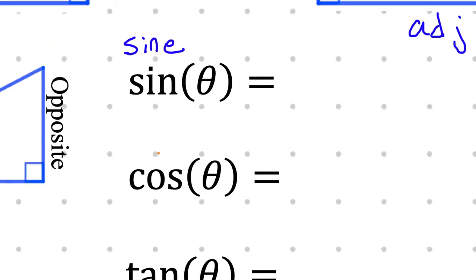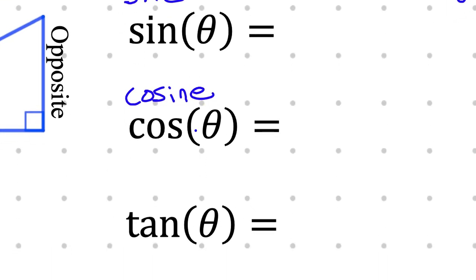So cosine is C-O-S. I pronounce this cosine, not cos. So this is cosine. And T-A-N, I pronounce that tangent, not tan, but tangent.